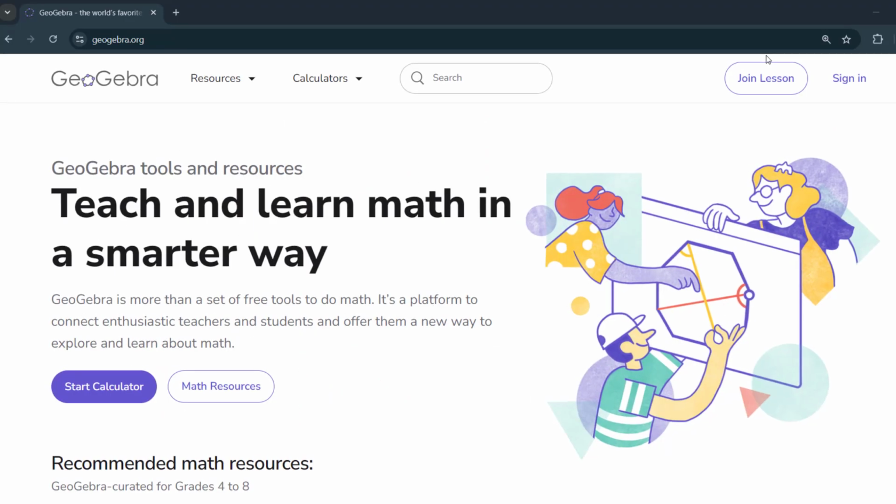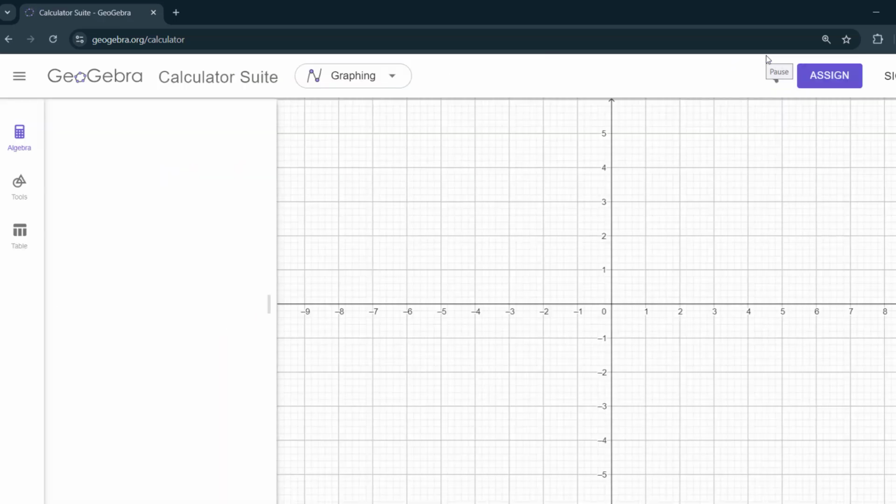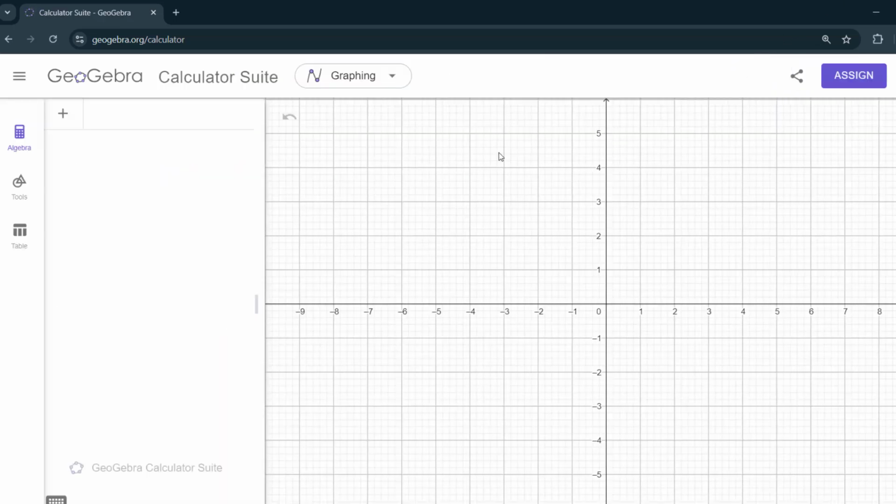What you see here is a platform, a website called geogebra.org. It's a very powerful online platform where you can learn basics of mathematics and you can actually take it to a more complex and higher level. For now, let's just restrict our interaction with this platform to plotting points in two-dimensional coordinate system. So I'll go here, which is Start Calculator. And this will take me to this page, which is calculator suite / calculator over here in the address bar.